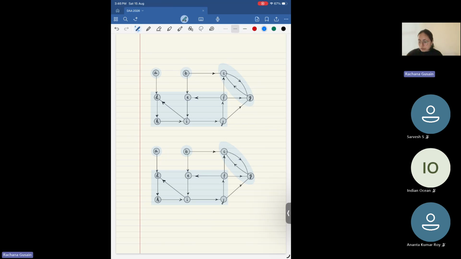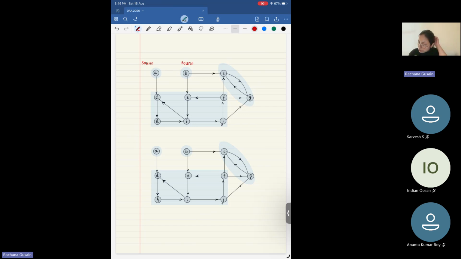So first of all, the graph of strongly connected components is a DAG. So we should be able to identify source and sink strongly connected components in this graph, right? For instance, here A is a source SCC, source strongly connected component. B is also a source strongly connected component, right? This D to J, right?